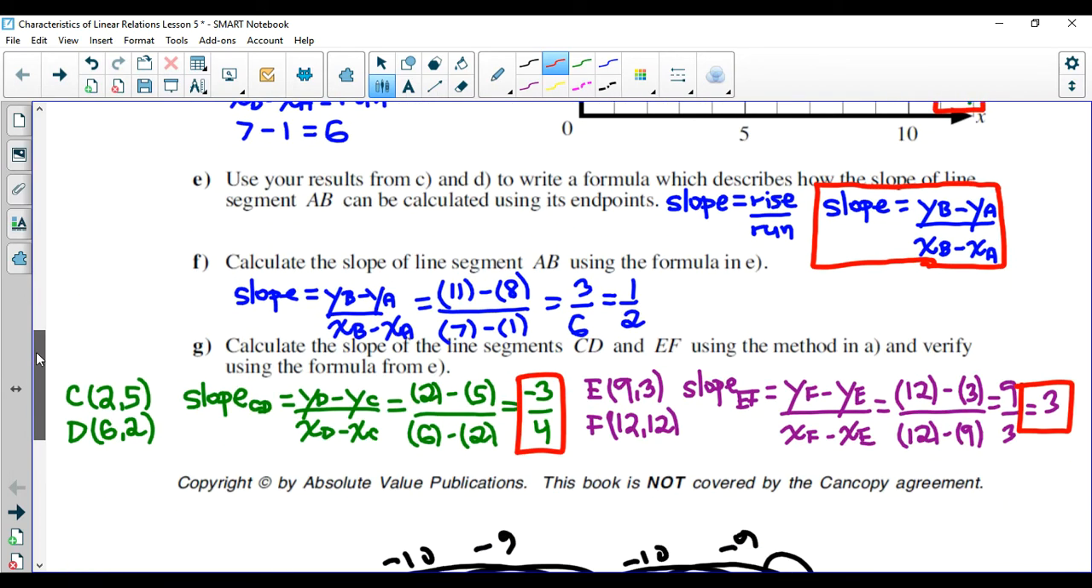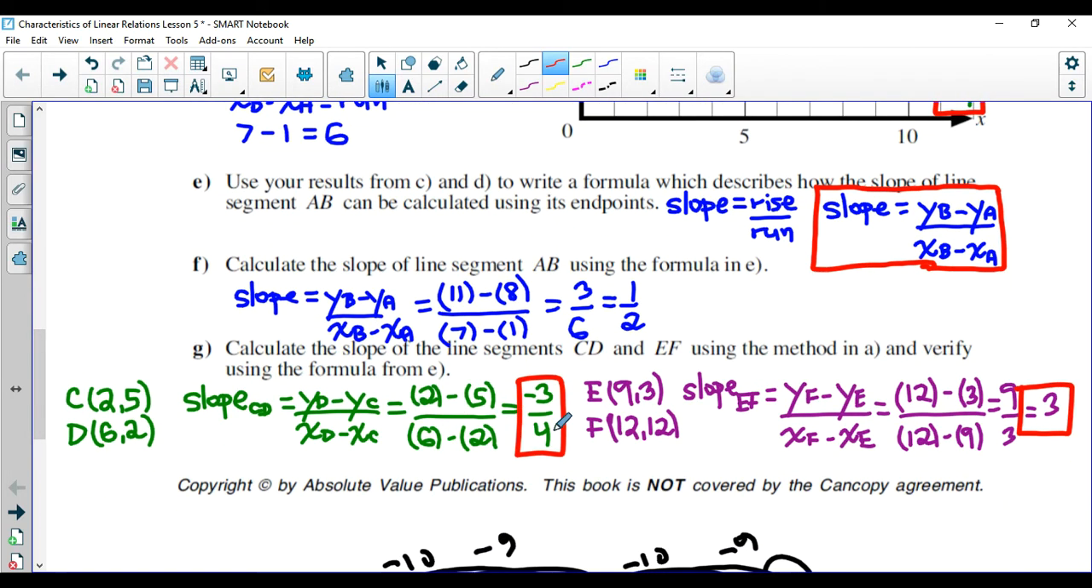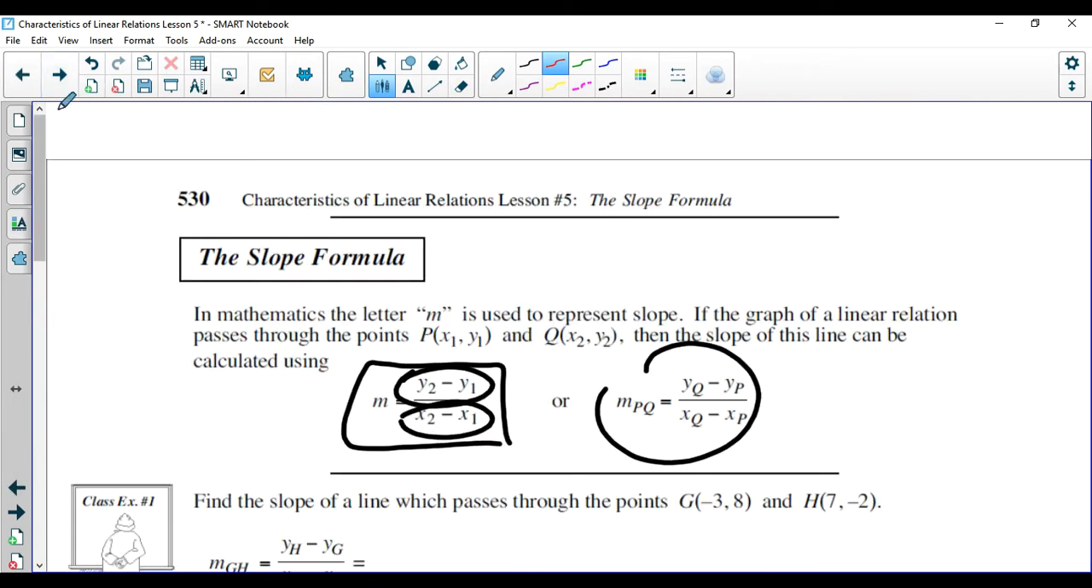It's just that this method down here is more useful if you're just given the coordinates and you don't want to plot the points onto the graph. It's a bit time consuming to actually plot the points in the graph and then draw the line segment and do a slope triangle. So you can actually use the equation to skip that step if you know what the endpoints are. Okay, so let's go to the next page.